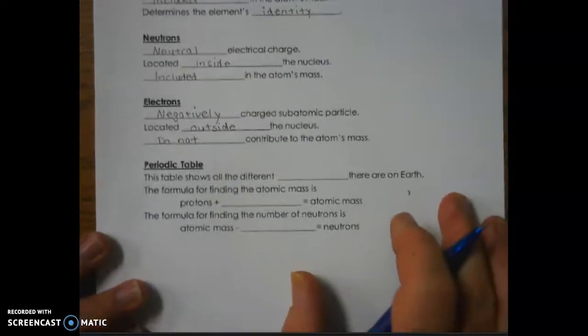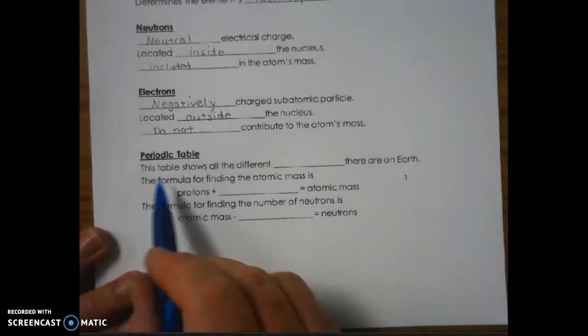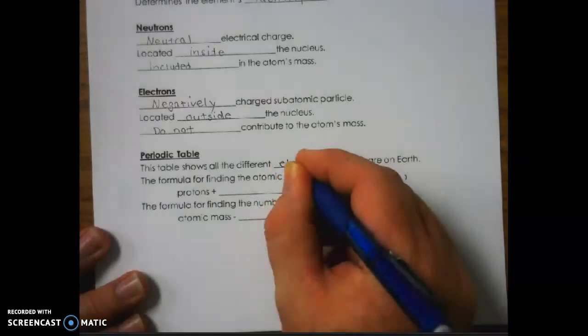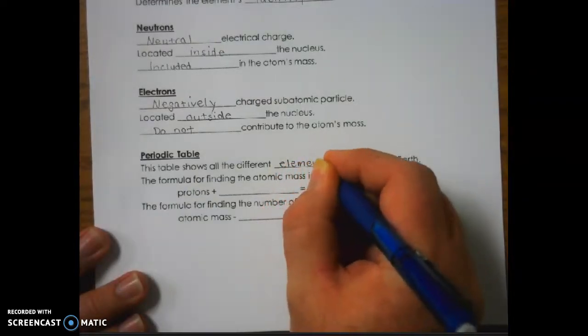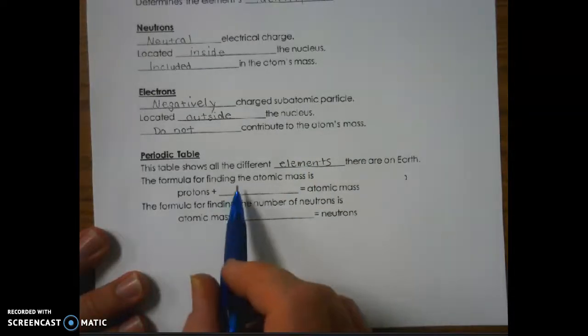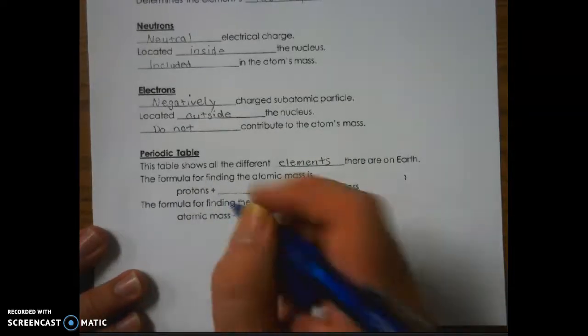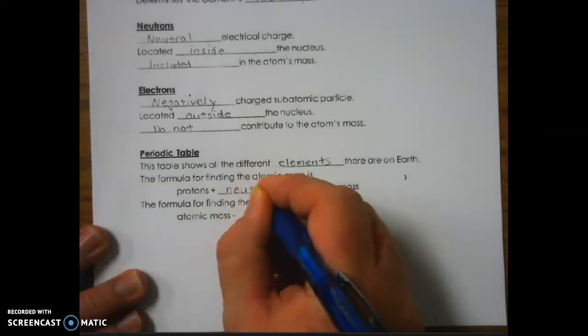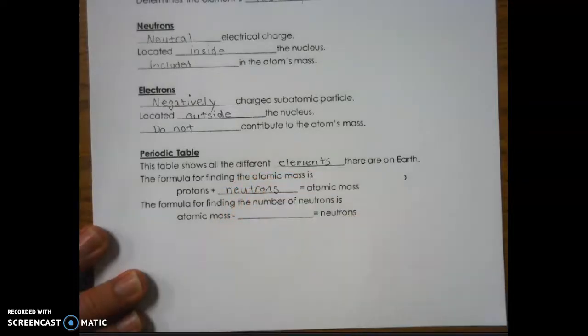And finally, the periodic table. This table shows all the different elements there are on Earth. The formula for finding the atomic mass is protons plus neutrons equals the atomic mass. And we're going to talk more about atomic mass very shortly.